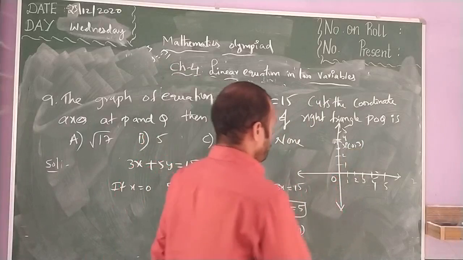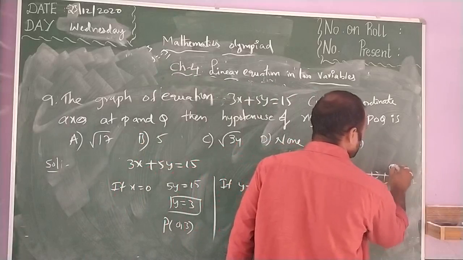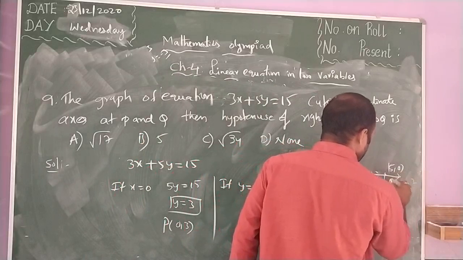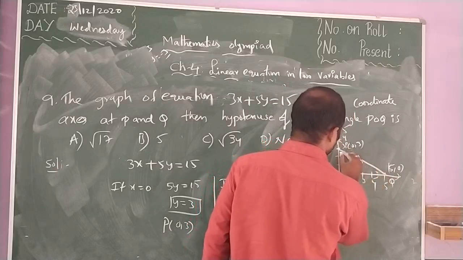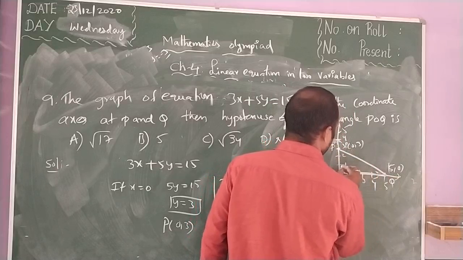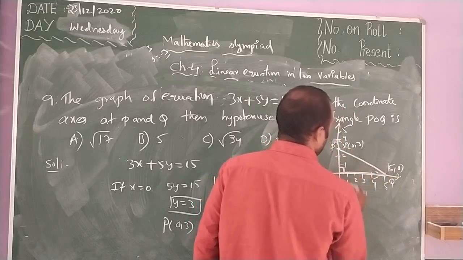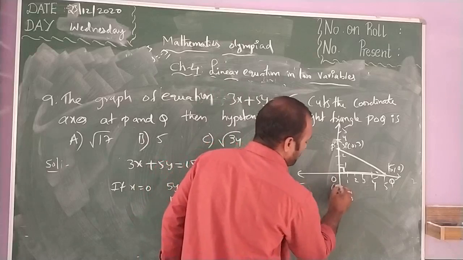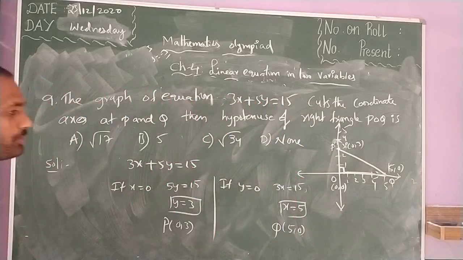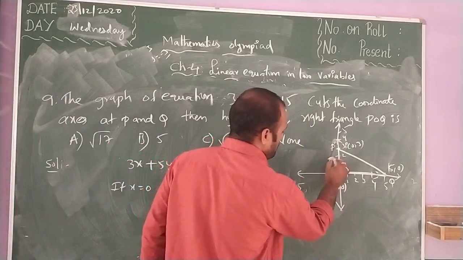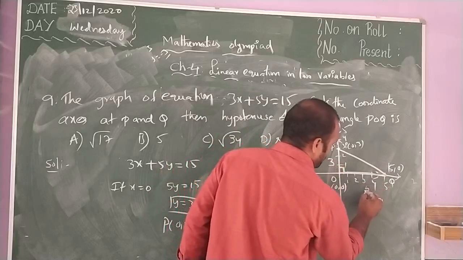Next point Q (5, 0). So if I join this, I am going to get a right angle triangle where origin will be (0, 0). So from here to here it is 3 units, from here to here it is 5 units.